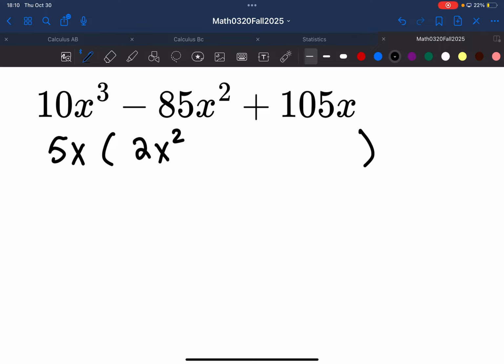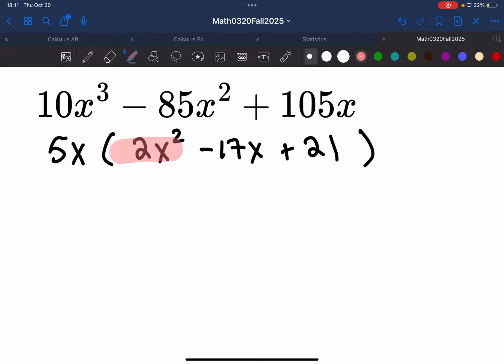Negative 17, everyone agree? Yes. Negative 17x, perfect. And then from the last one? Positive 21. Okay, good. So now that we took out that GCF, it looks like a quadratic equation that we can go ahead and start factoring, just like we've been. So I'm going to label my A, B, and C. And we're going to ignore that GCF for now, and we're just going to bring it back when we write our answer at the end.